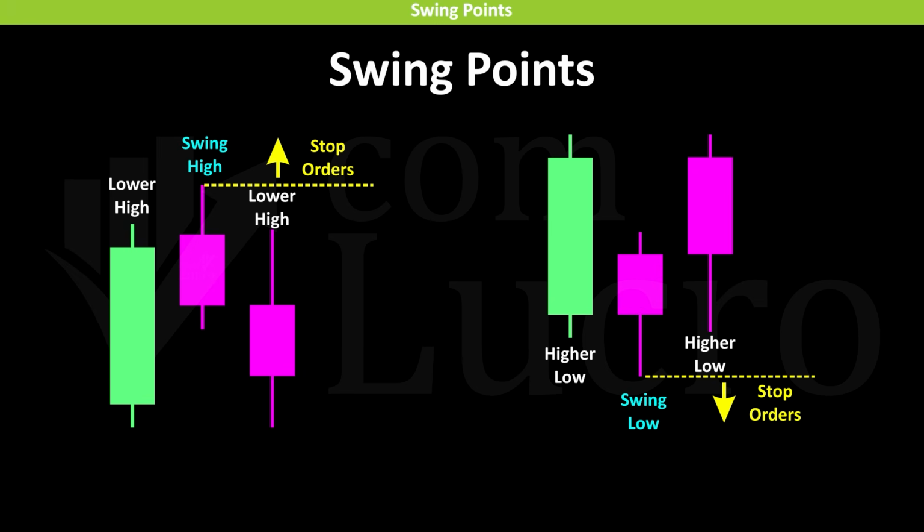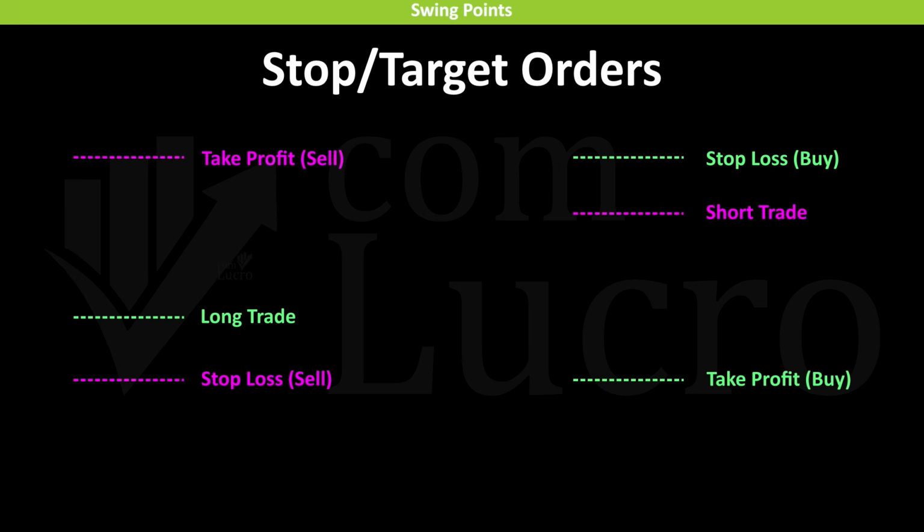Swing points are important because of how traders place their orders. Many retail traders set their stop orders just above swing highs or just below swing lows. As a result, liquidity tends to accumulate around these areas. In a long trade, both the stop loss and the take profit are sell orders. In a short trade, both the stop loss and the take profit are buy orders. This relationship between order flow and trade direction leads directly to the concepts of buy-side liquidity and sell-side liquidity.